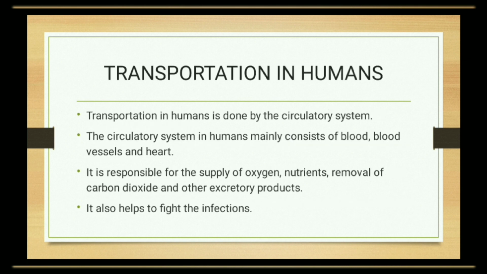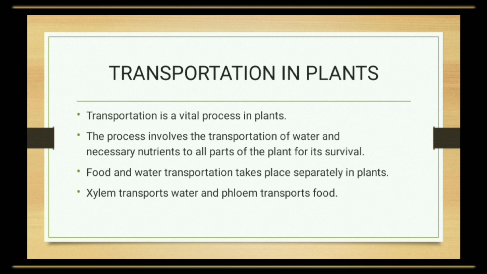Now, transportation in humans is done by the circulatory system. The circulatory system in humans mainly consists of blood, blood vessels, and heart. It is responsible for the supply of oxygen and nutrients, and the removal of carbon dioxide and other excretory products. It also fights infections. Transportation in plants: transportation is a vital process in plants. The process involves the transportation of water and necessary nutrients to all parts of the plant for its survival. Food and water transportation takes place separately in plants. Xylem transports water and phloem transports food.